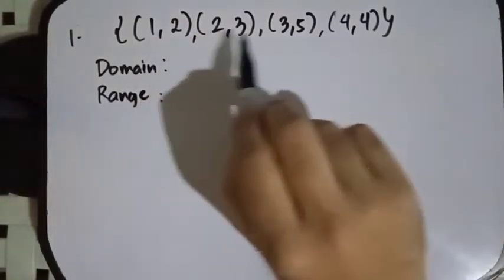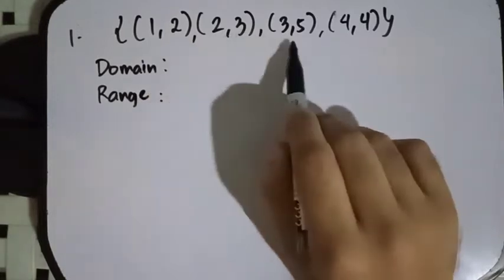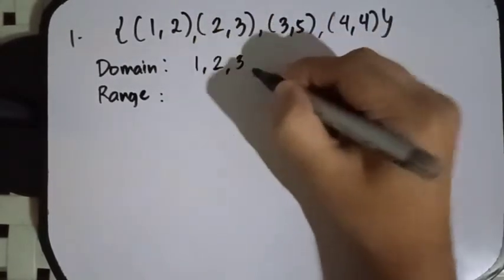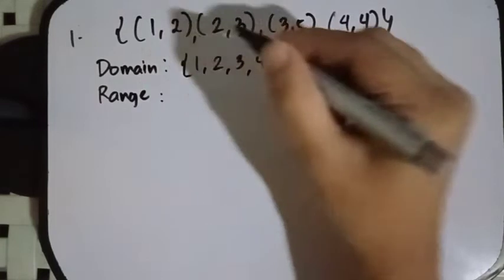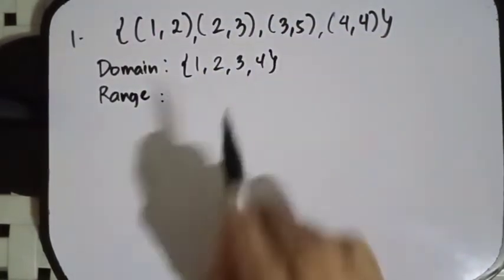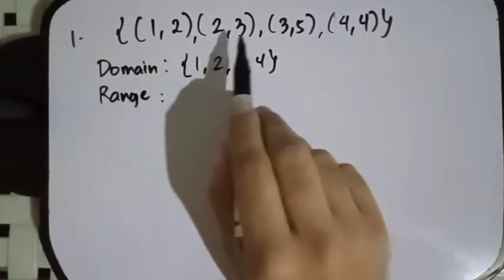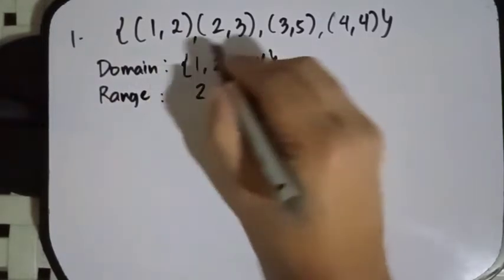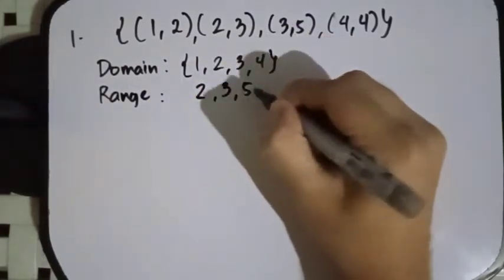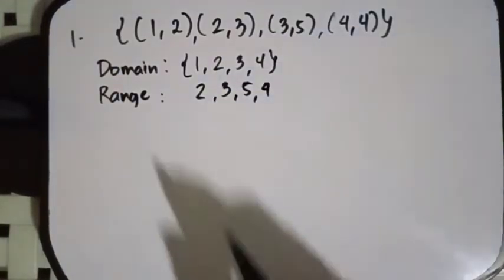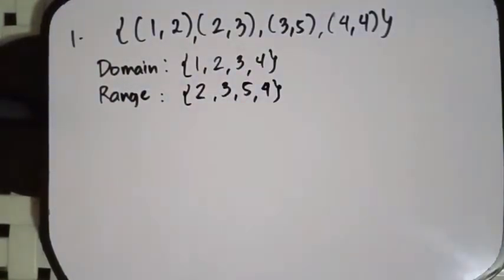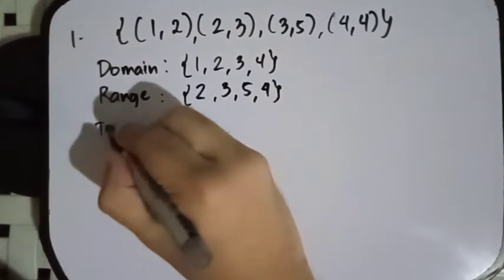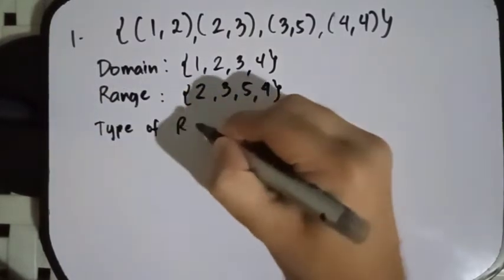So, yung domain natin dito sa relation na ito is kukunin mo lang yung first numbers. And yung first numbers ay 1, 2, 3, and 4. Ayan. So, ayan na yung domain. Samantala, sa range naman, kukunin naman natin yung second numbers dito sa relation na ito. So, yung second numbers dito ay 2, 3, 5, and 4. At ito na yung range. Okay? Next, alamin natin kung anong type of relation ang meron dito.